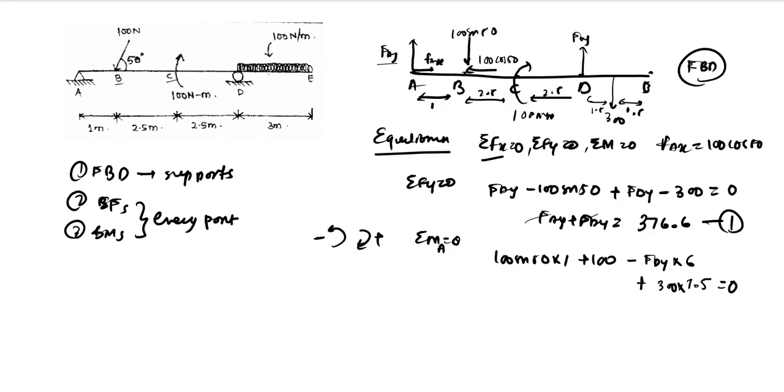We have 300 into 7.5 plus 100 plus 100 into sin 50, divided by 6. So FDY comes out to be 404.4. This is equation number, let us say, 2. So if you put equation number 2 in equation number 1, you will get the value of FAY also. So 376.6 minus this will come out to be minus 27.83. So FAY comes out to be minus 27.8.